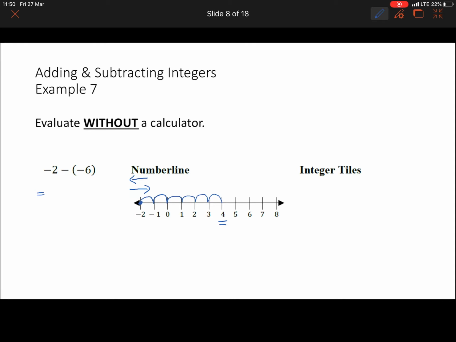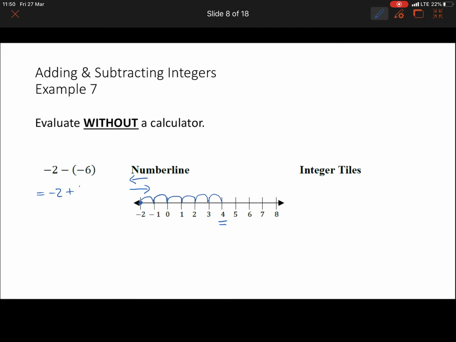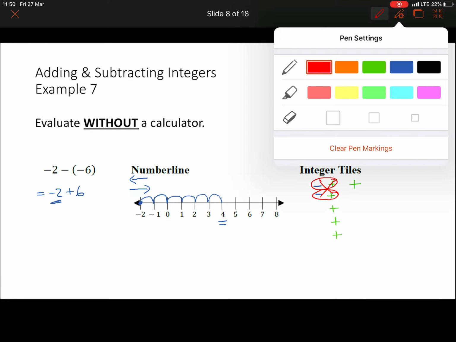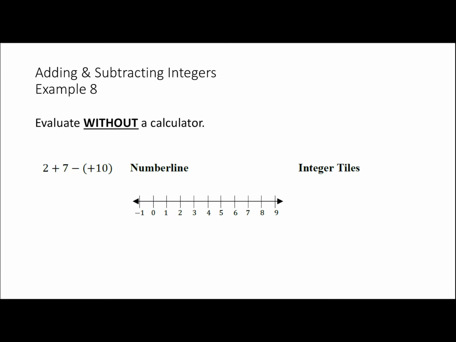Using our integer tiles, we first take note of the fact that the two negatives change direction twice, giving us a positive answer. Sorry, let's correct that: negative 2 plus 6. So when we're doing our integer tiles, we start off with 2 negatives, and then we put in 6 positives, and we have a look, and our positives and negatives cancel each other out, and I'm now left with 4 positives, also giving us the answer 4.